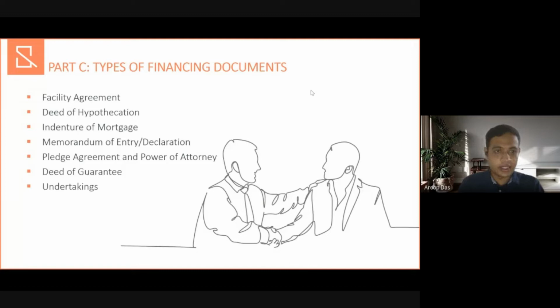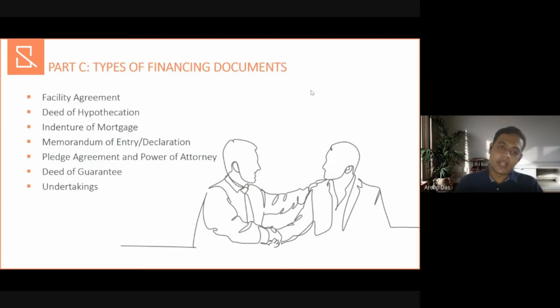In a deed of hypothecation, if you're ever having an opportunity to review one, the most critical thing to see is the charging provision, where you basically put down the description of the security that you're taking for this particular loan.